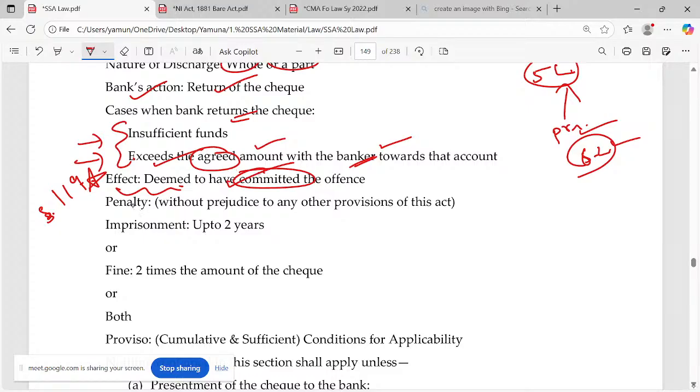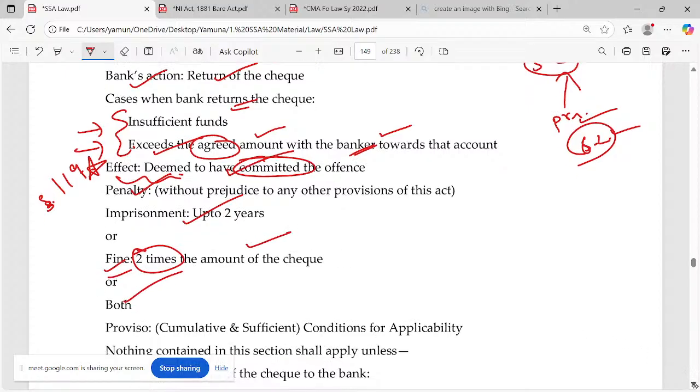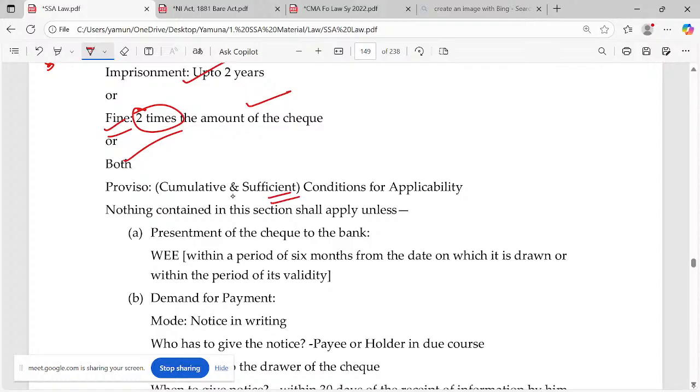Okay, so the penalty: imprisonment எவ்வளவு வருஷமா இருக்கு, 2 years, or fine up to 2 times the amount of the check, or both. Proviso: there should be conditions for applicability. You call these cumulative and sufficient conditions. கட்டாயமா இருந்தா மட்டும்தான். First thing, it has to be presented to the bank. Okay, present பண்ணணும், present பண்ணாம நீங்க எப்படி dishonor பண்ணி பேசுறீங்க? It should be properly presented. Okay, within which period? 6 months. So the validity period is 6 months.